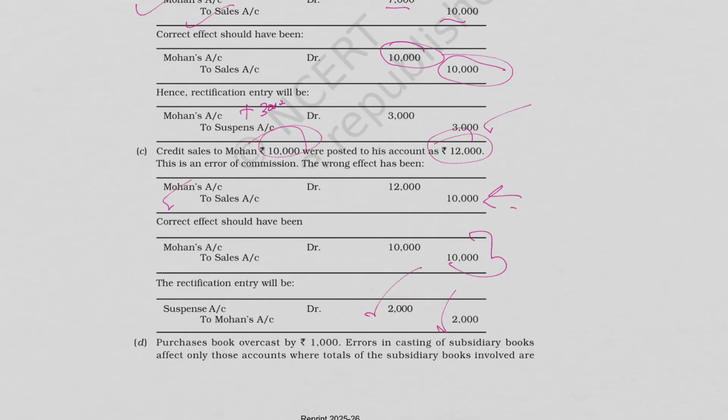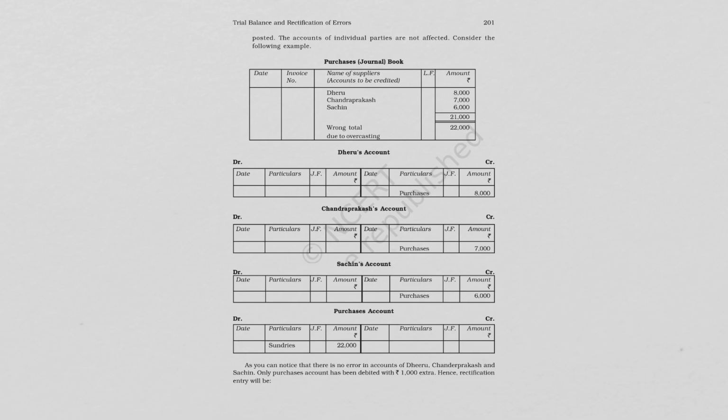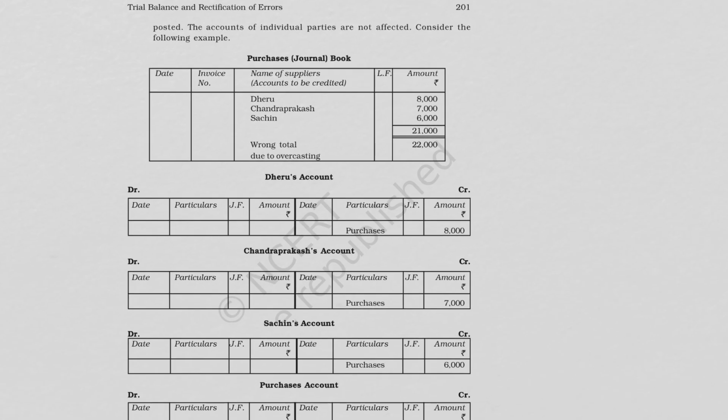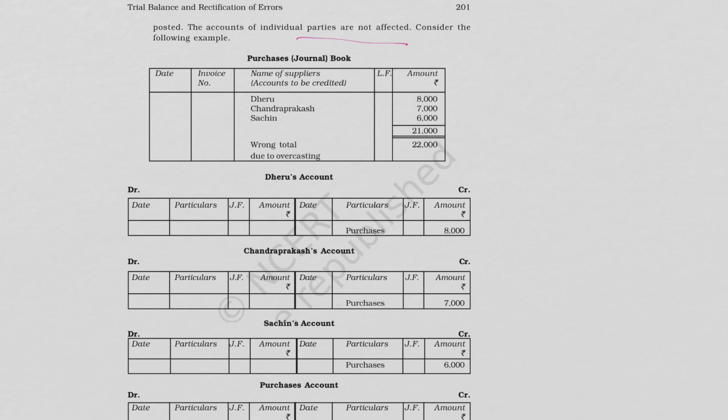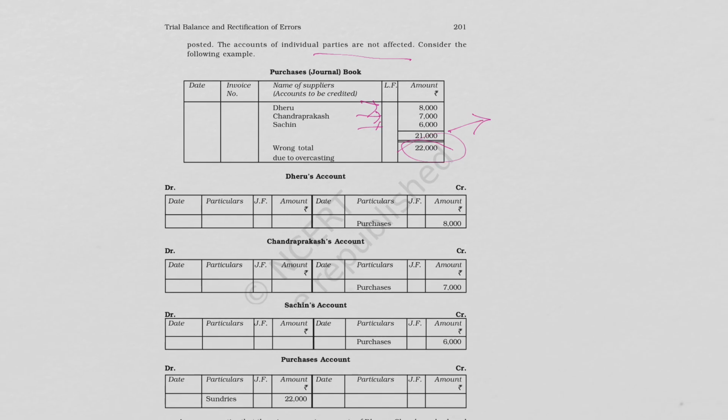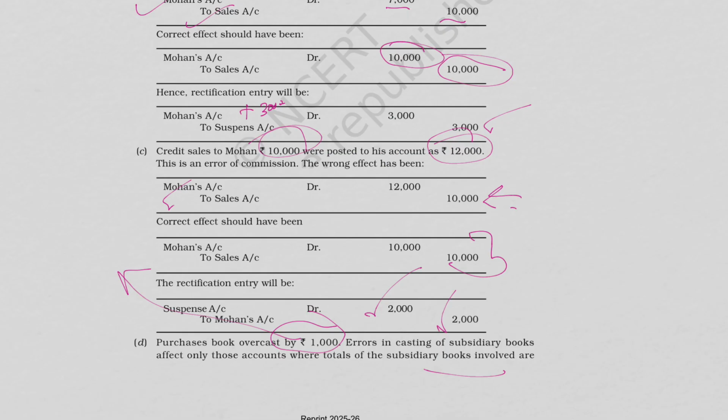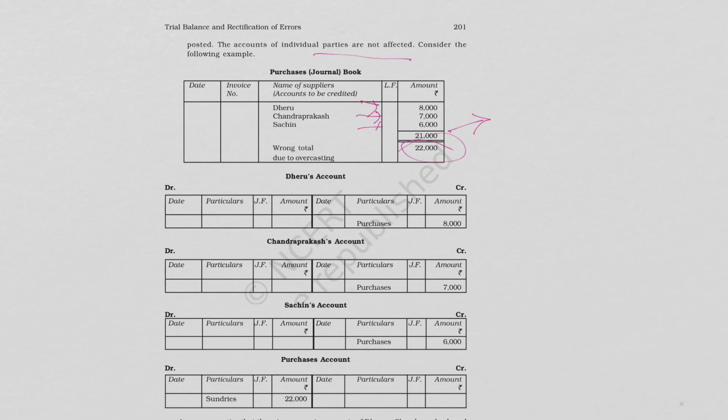Next we have purchase book has been overcast by rupees 1,000. Errors in casting of subsidiary books affect only those accounts where totals of the subsidiary books involved are posted. So here the accounts of individual parties are not affected. For example, here we have the purchases book, which was overcast by 1,000. Dhiru 8,000, Chandraprakash 7,000, Sachin 6,000. The actual total should have been 21,000, but we did the wrong totaling of 22,000. So this is overcast by rupees 1,000.